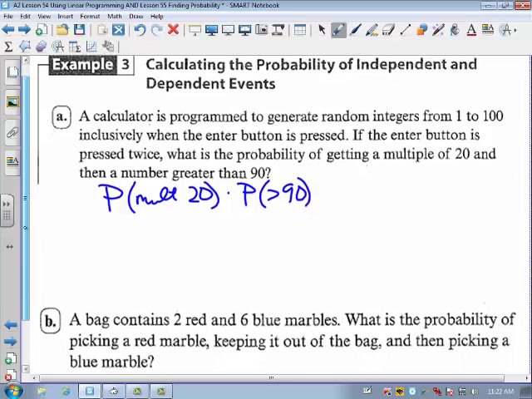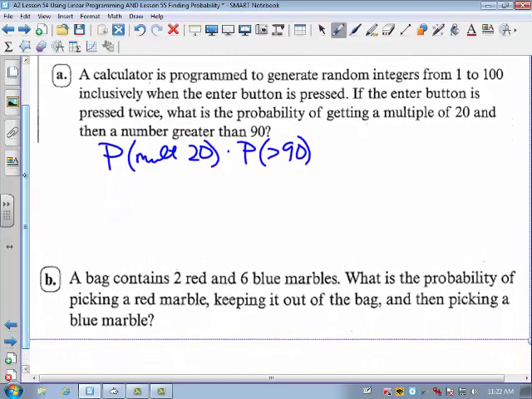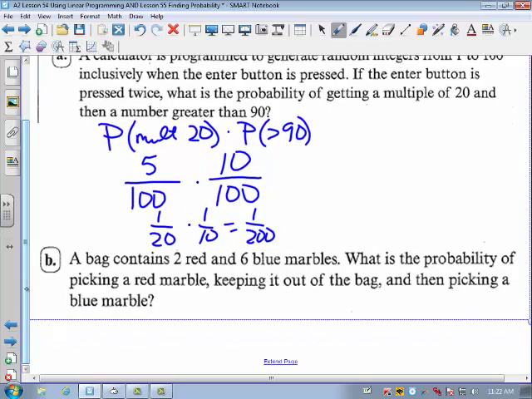So, how many numbers are there to choose from? 1 to 100, so 100 times something over 100. How many multiples of 20 did we say there were? 5. How many numbers greater than 90 are there? 10. Alright, so this is the same as saying 1 over 20 times 1 over 10 gives me 1 over 200. Everybody with me on that? Yeah? That's it. I know.